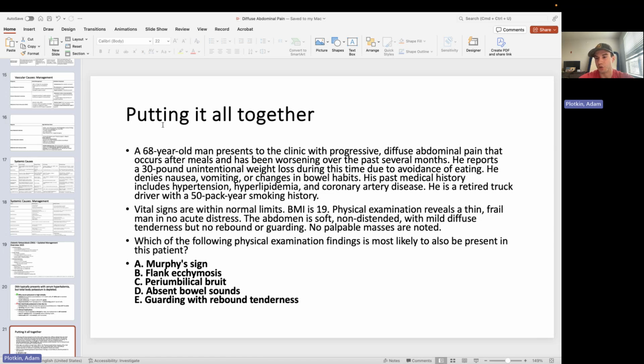So take a second, pause your screen, think about everything I've taught you, and try to think about which bucket this is falling into: bowel, vascular, systemic, and then think about all the topics we talked about. Figure out the answer, and then associate it with this next physical exam finding.